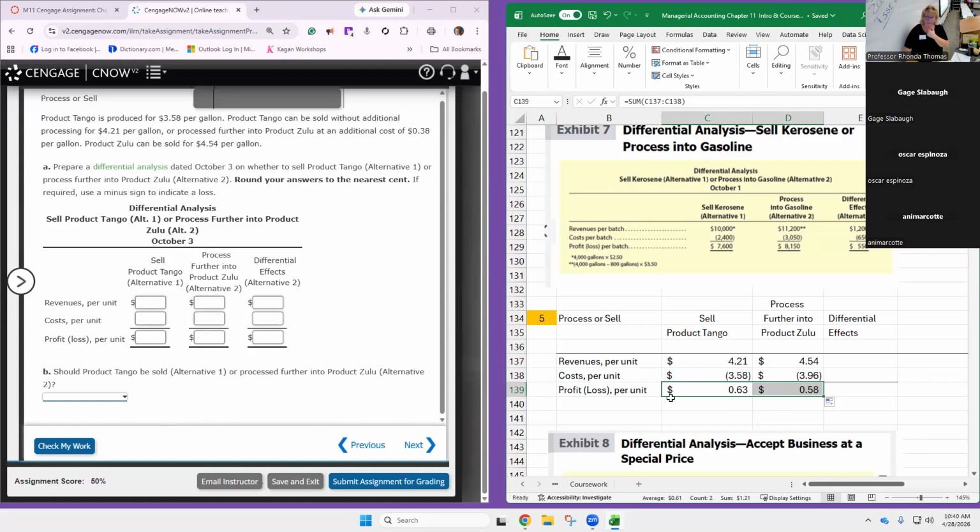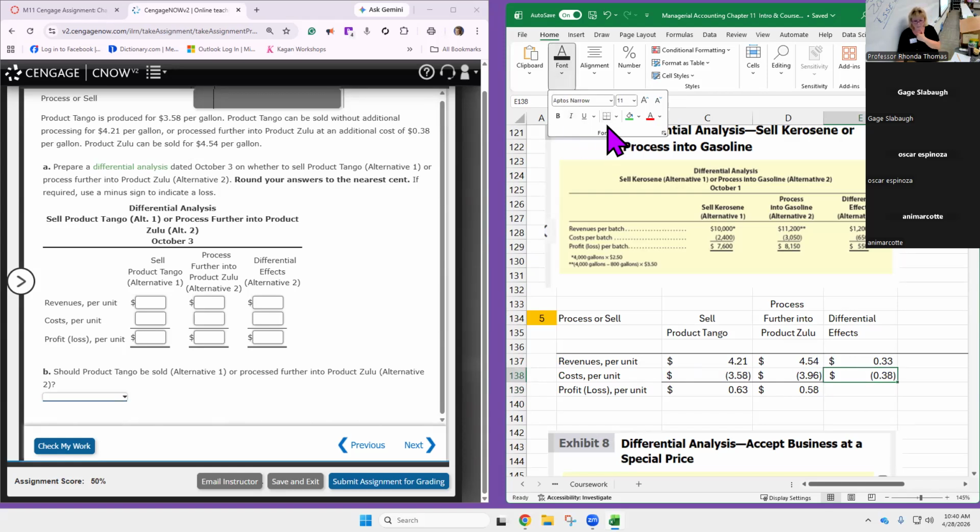Okay, I'm showing that my original idea, right? So let's go ahead and do it. Let's take the new price and subtract the old revenue. Yes, we could sell it for 33 cents more than we're making, but it's too much cost in between. With the new one, we got 38 cents of cost and only 33 cents of revenue. So I think we're going to sell product at Tango. And so the differential is a negative 0.05.